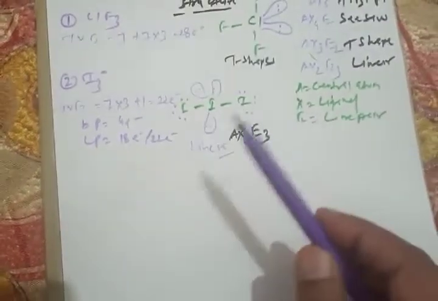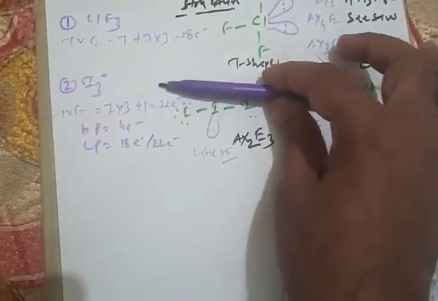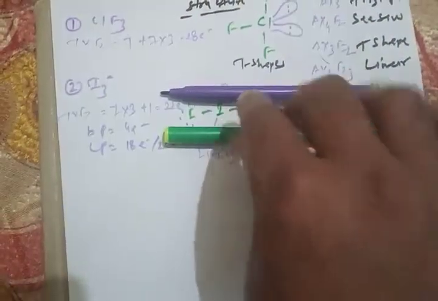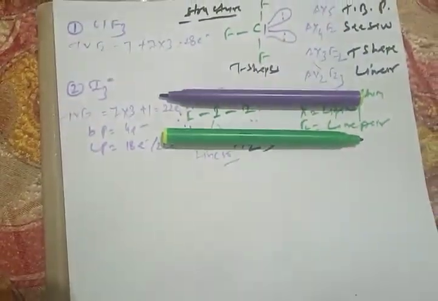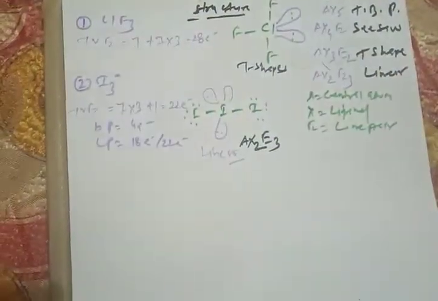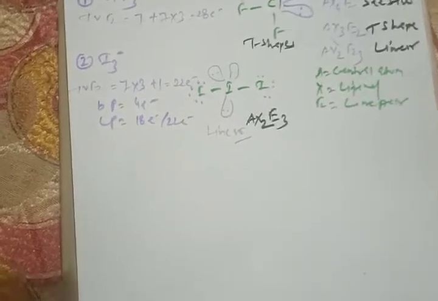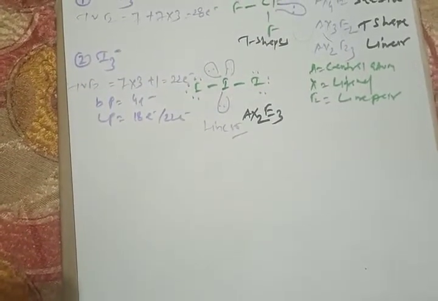And again, linear how? If you remove this lone pair and this lone pair, this will look like a linear. Okay, so this is how you need to identify the structure. Let's take one more example.